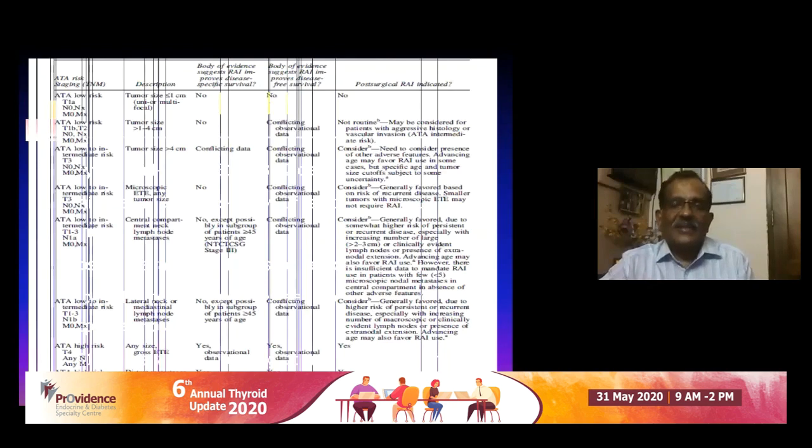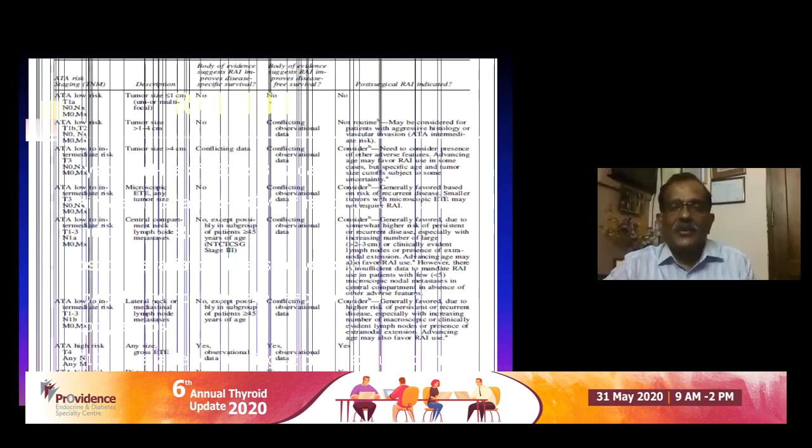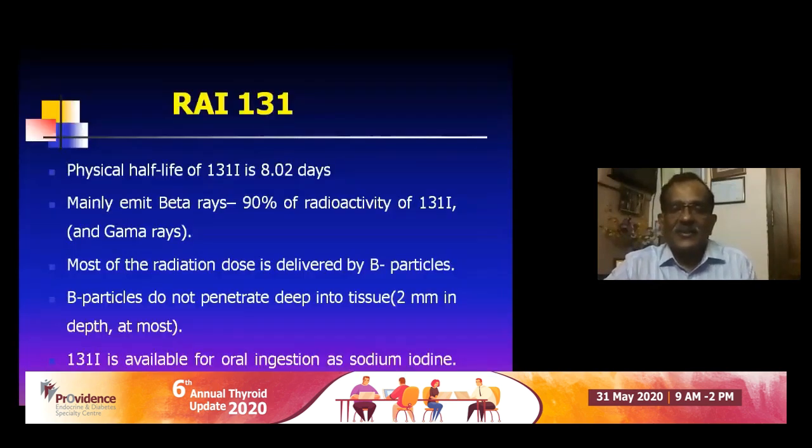And so today's topic is about radioiodine ablation. So what is this radioiodine which is used for ablation? It is radioiodine 131. Physical half-life is 8.02 days. It mainly emits beta rays. 90% of the radioactivity of iodine 131 is beta rays, and the rest is gamma rays. Most of the radiation dose is delivered by beta particles. Beta particles do not penetrate deep into the tissues. The maximum depth they can damage is only 2 millimeters.